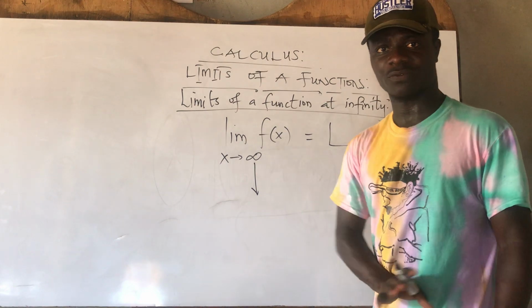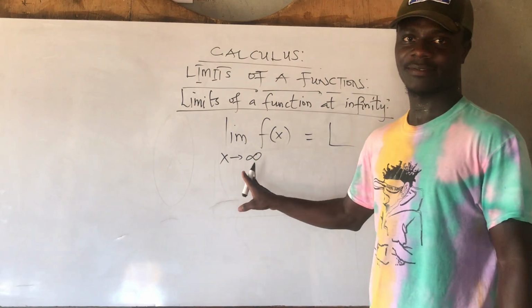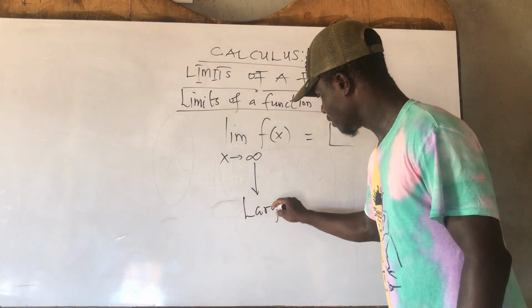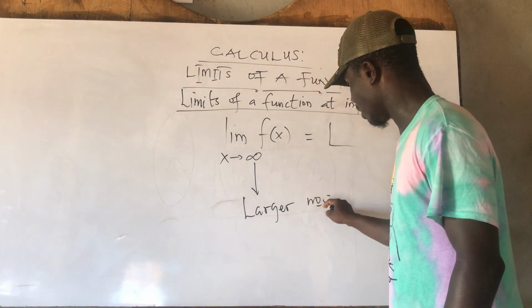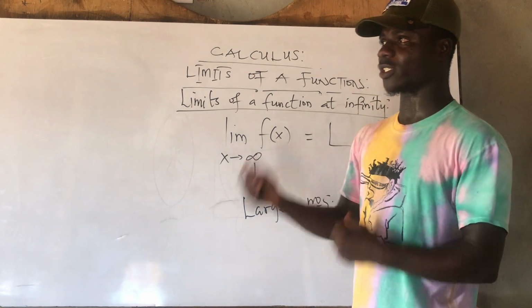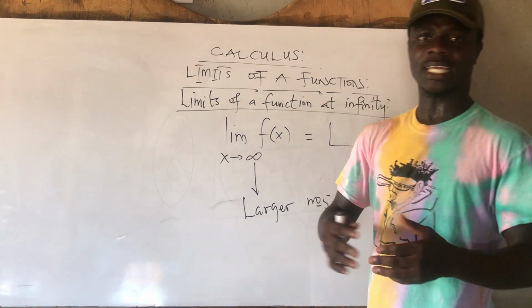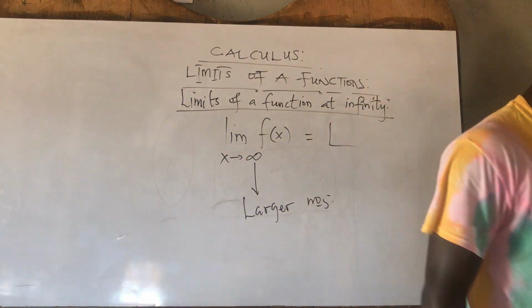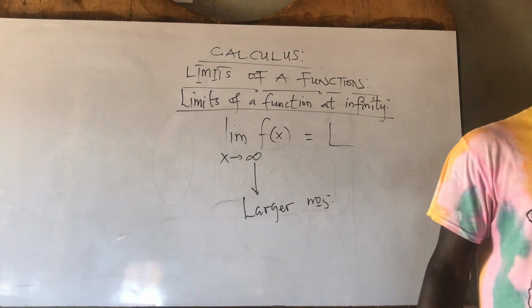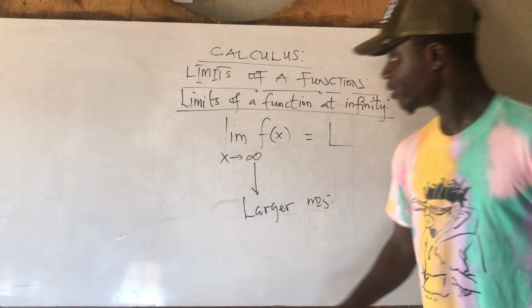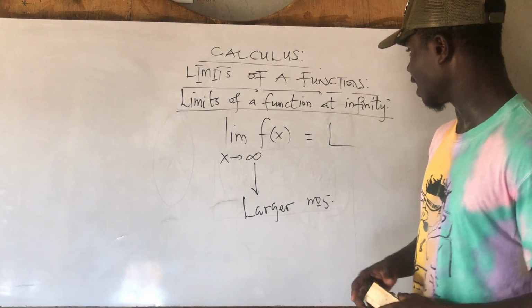That's the symbol for infinity, not infinity itself. So that's a larger number, right? A larger number. So what will be the behavior of the function as x approaches what? A larger value or a larger number. All right. So let's see that quickly. So limit of a function at infinity.